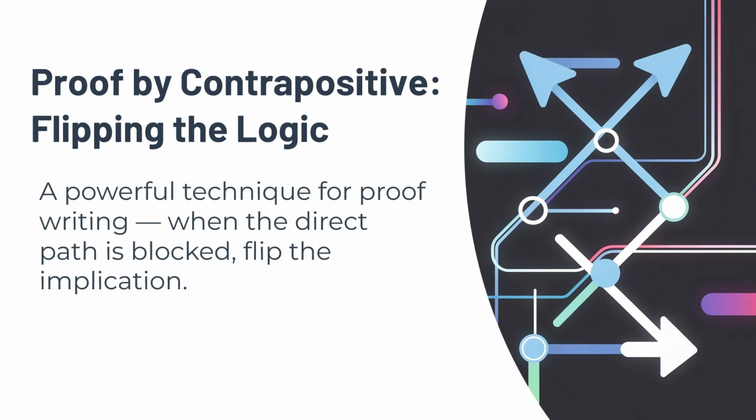In this video, we will explore proof by contrapositive, a powerful strategy used when a direct proof becomes difficult. In mathematics, there are times when proving a statement directly can be challenging. This is where proof by contrapositive becomes useful. The idea is simple. Instead of proving the statement in its original form, we flip the implication into an equivalent statement that is often easier to prove.